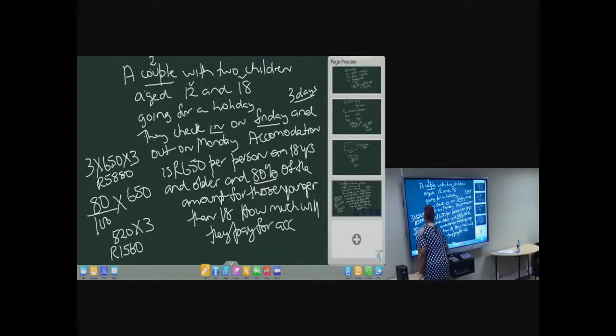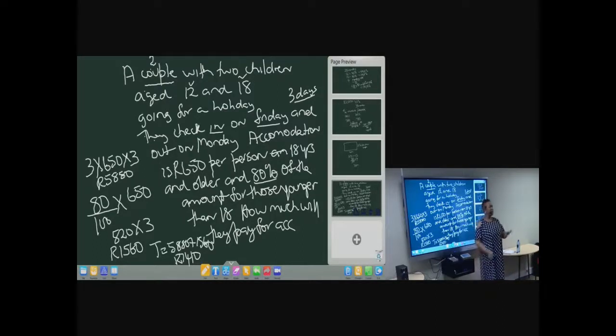And then it will be 1,560. And then the total amount for accommodation will be the sum: 5,850 plus 1,560, which is 7,410. And then in conclusion, in maths lit, there are some keywords which you need to look at.